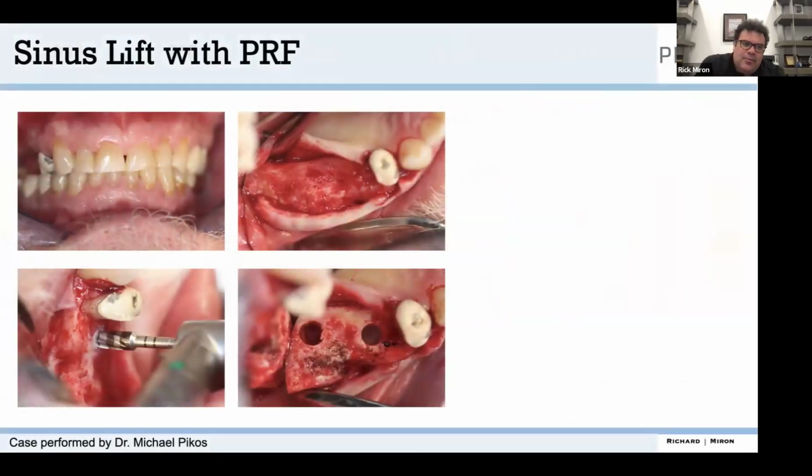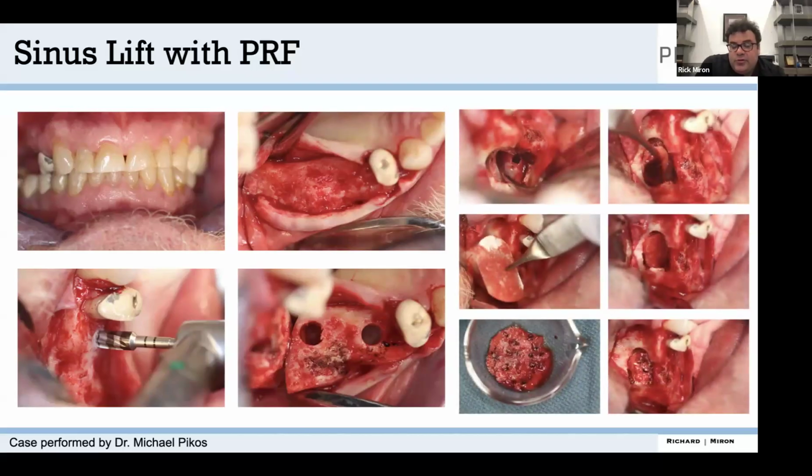And of course, the ALB PRF has really improved a lot of procedures in dentistry and medicine. So, commonly, for those that would like to learn more about sinus grafting, we do a lot of work with Dr. Michael Pikos.